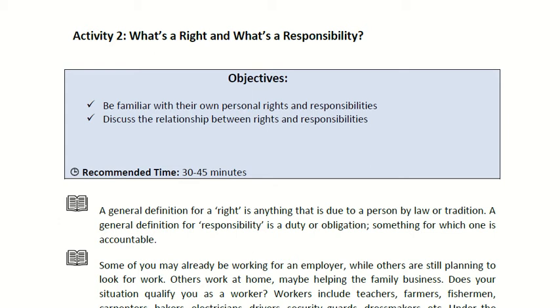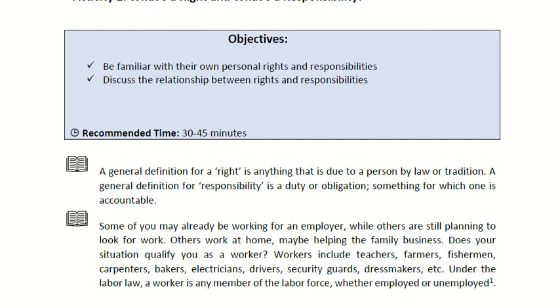Number 1 is to be familiar with their own personal rights and responsibilities and discuss the relationship between rights and responsibilities. So dapat maging pamilyar tayo sa ating mga personal na karapatan at mga responsibilidad at natatalakay din natin ang kaugnayan ng ating mga karapatan sa responsibilidad, no? Okay? So basahin natin ito.